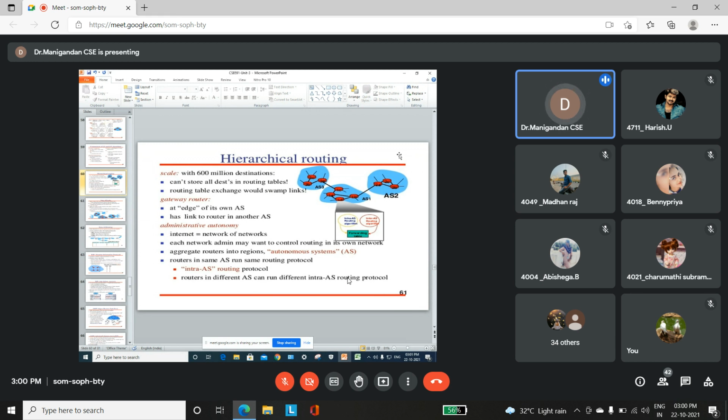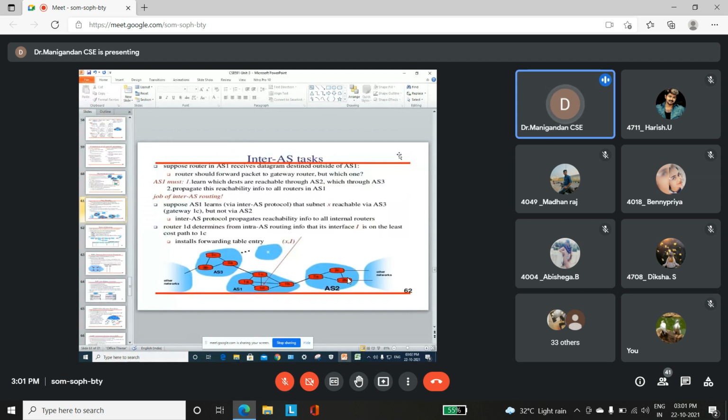Here the intra-AS routing protocol means different autonomous systems can run their own intra-AS routing protocol. We connect the different autonomous systems together, and then forward the routing table from one autonomous system to another autonomous system. These are the processes carried out in hierarchical routing.